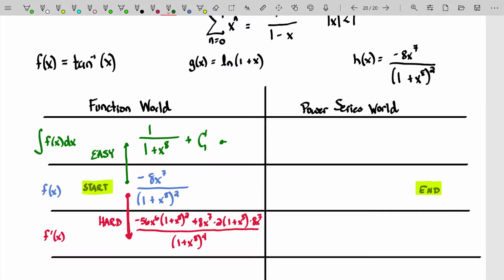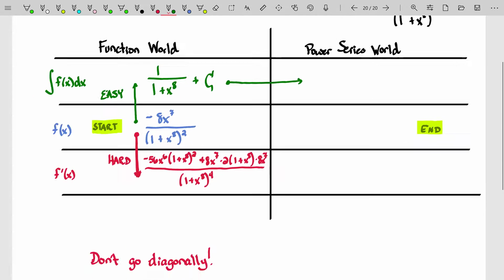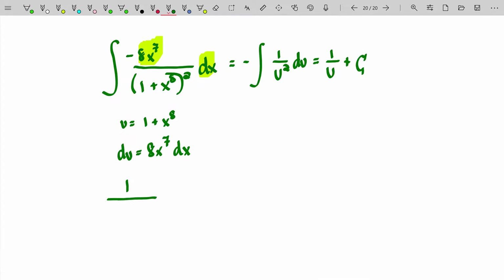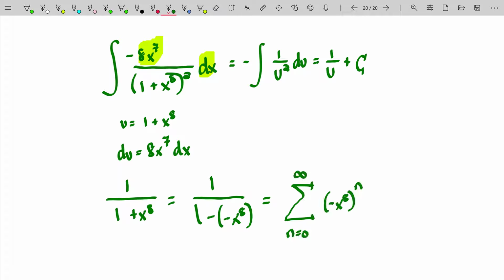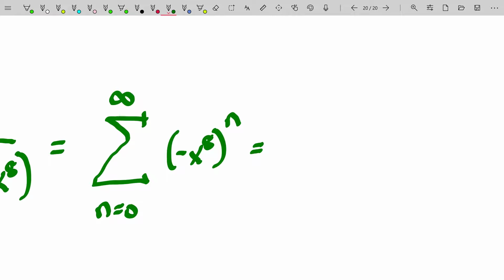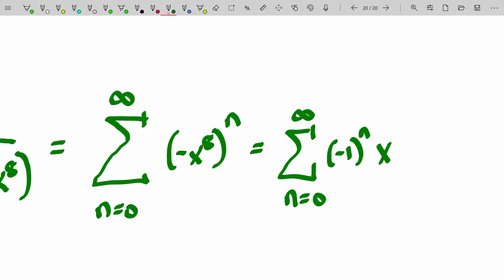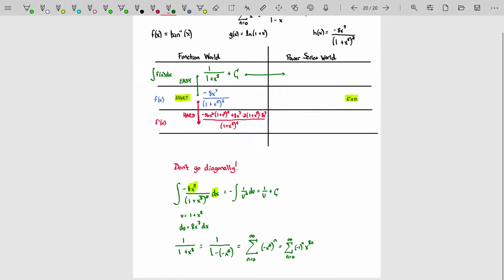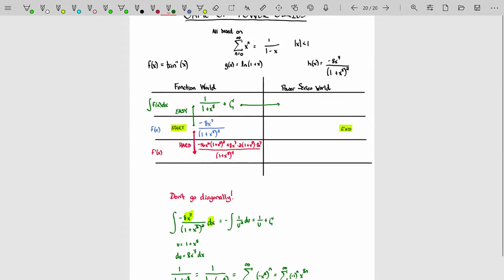So maybe I could transform that into a power series. And absolutely I can. The 1 over 1 plus x to the 8th can be written as 1 over 1 minus a negative x to the 8th, which is the power series n equals 0 to infinity of negative x to the 8th to the n. And of course that cleans up. And so I happen to know the power series is very clean. Remember, we still have a plus c there, but let's go ahead and plug that in.